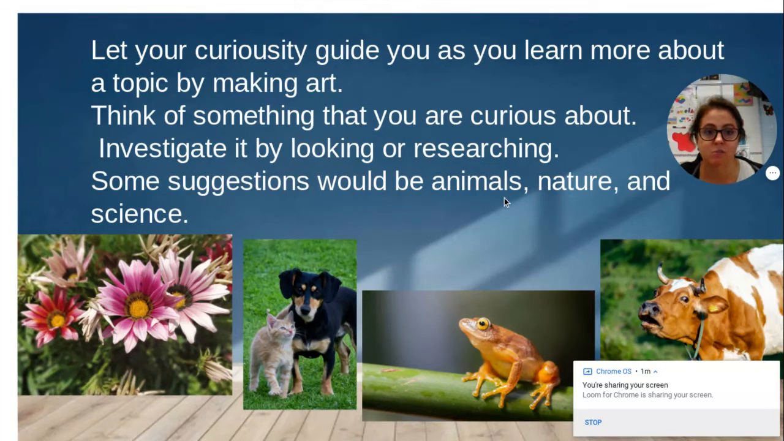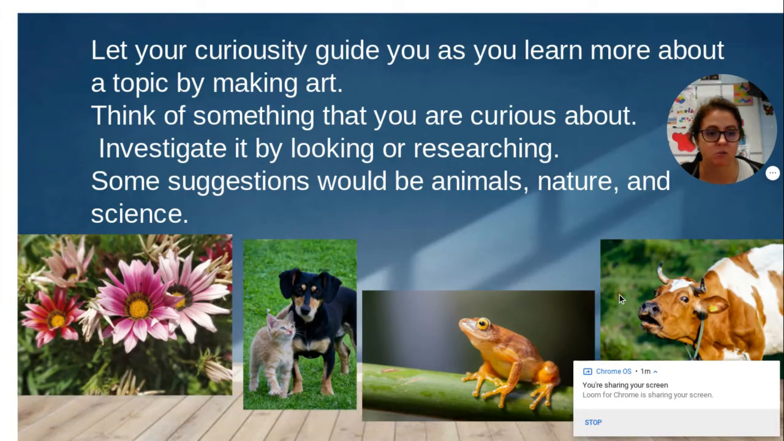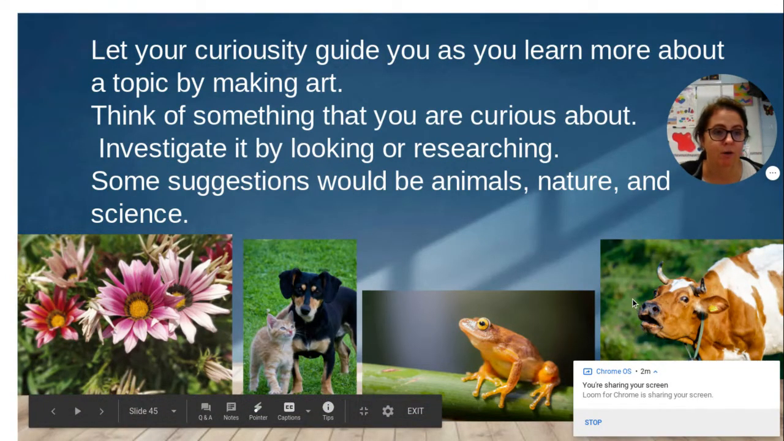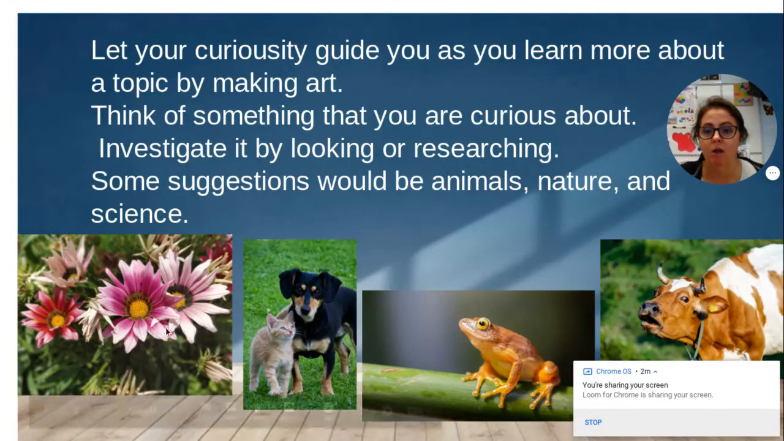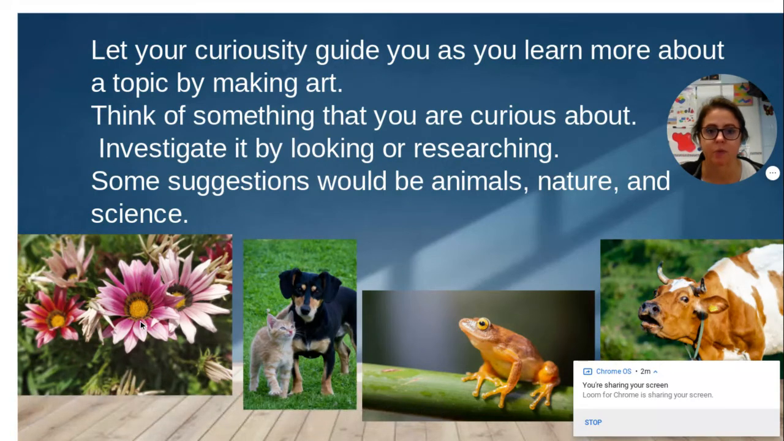Some suggestions might be animals, nature, or science. So you see pets here, wild animals, and farm animals. There's a wide range of animals here because that's a good topic for you to think about, because you can probably find lots of information, or you have something available to look at, maybe a pet, or maybe you live on a farm and you have some farm animals. If not, you may have some kind of wildlife, vegetation, flowers, plants, trees, things like that that you could look at and draw. And that is it.